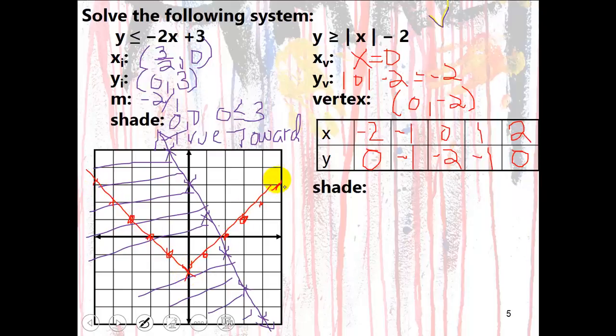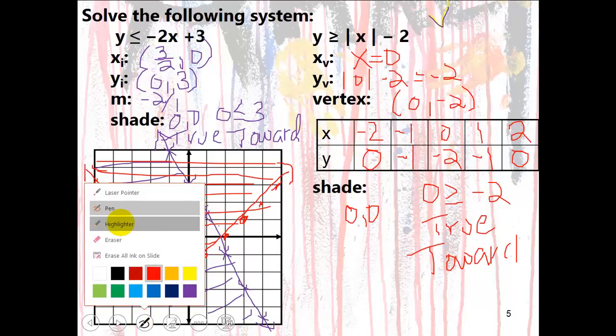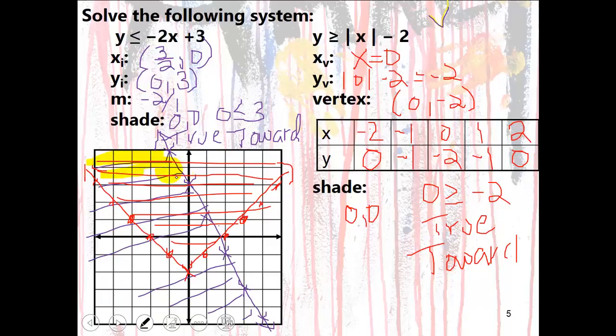And now I have to test a point. So I'm going to test 0, 0 because it's not on my boundary line. And if I plug it in, I get 0 is greater than or equal to negative 2. And that is true. So I'm going to go toward 0, 0. That's between the lines. So here's my red shading. And what are we looking for? Where our purple shading and our red shading overlap. So it's kind of this funky little section right in here.